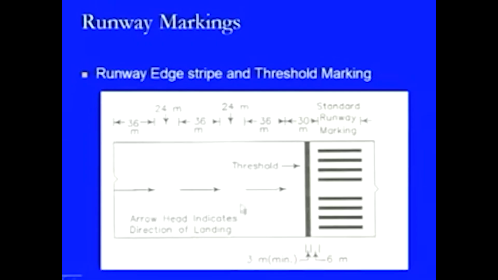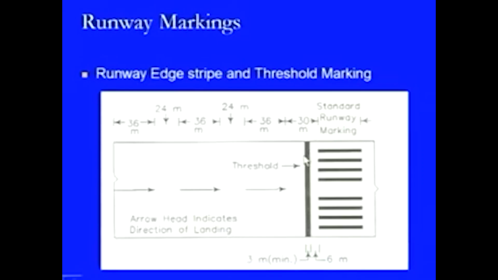This is another diagram which tries to show the displaced threshold. Here the arrows are showing the direction in which the landing will be taking place. So, this is another type of landing direction indicator which is used on any runway strip, and in case of the displaced threshold, a line is to be provided like this, which is 3 meters minimum in width and moves across the runway strip.